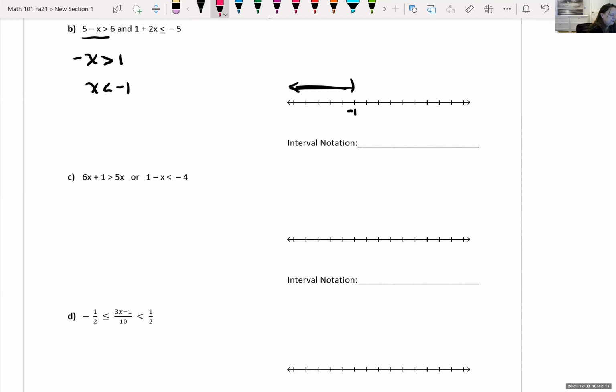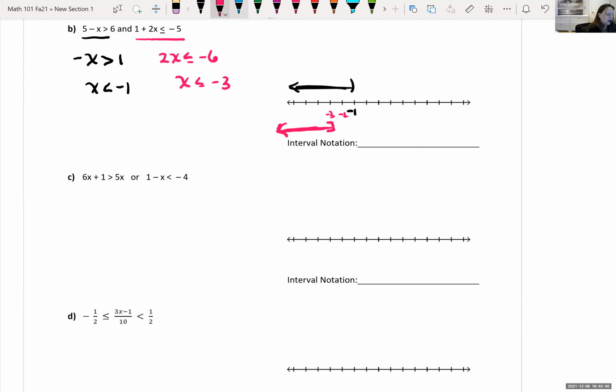So solving for the second inequality, let's get the 1 on the other side. So we have 2x is less than or equal to... subtracting 1 from negative 5, we get negative 6. Divide both sides by 2, we get x is less than or equal to negative 3. And so we have less than or equal to, so we're including that negative 3, and we're going everything less than or equal to the left.